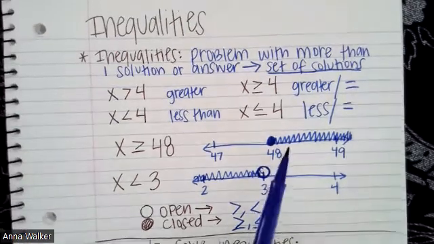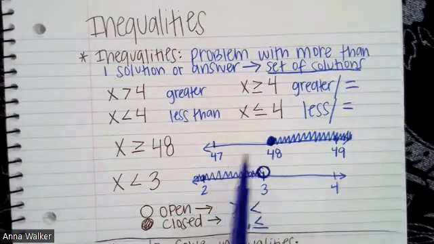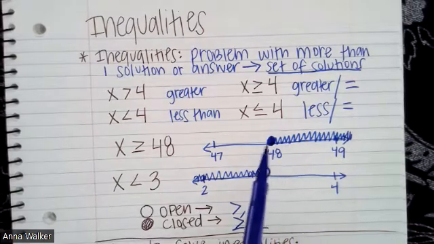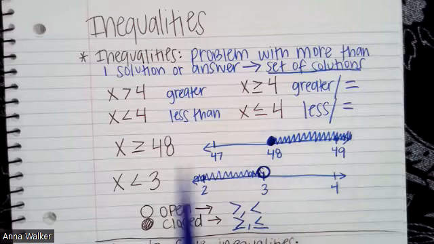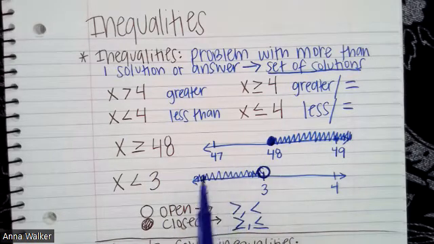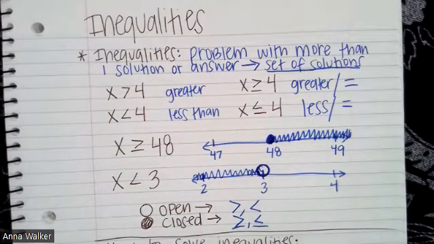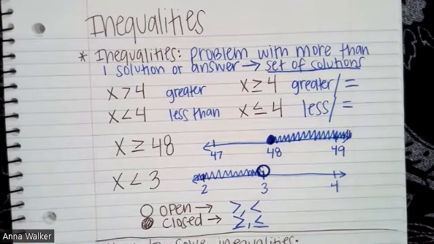We can represent inequalities on a number line because we're showing all of the values that could fit in the solution set. Because even decimals and fractions, right? Like 48.5 is greater than 48. 2.5 is less than 3. It doesn't have to just be whole numbers. So this is your introduction to inequalities.